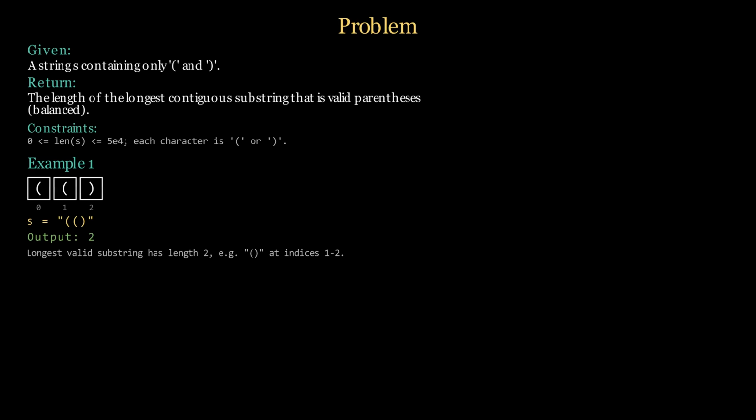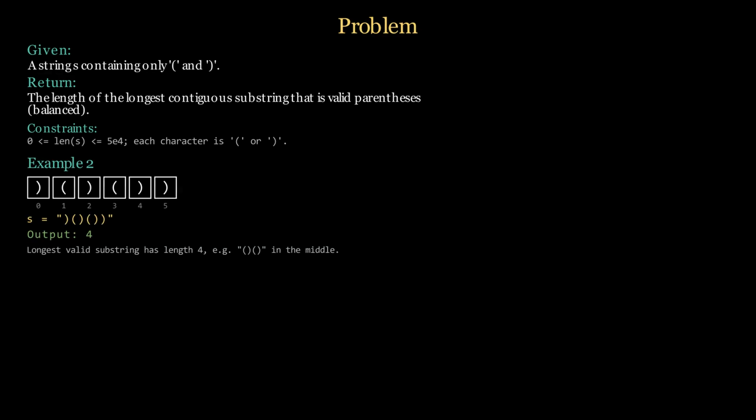Longest valid parentheses: you get a string of parentheses. Return the length of the longest contiguous balanced substring. Example 1, S is open, open, close. The longest valid piece has length 2, for example the two characters at indices 1 and 2.